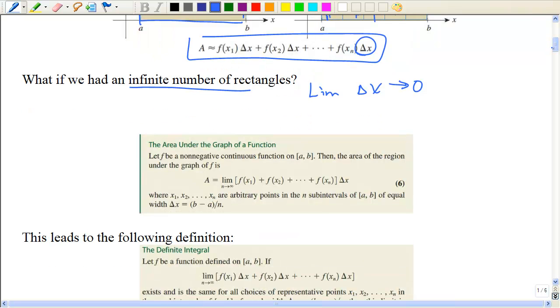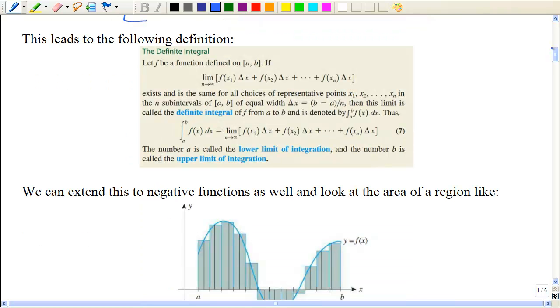And that leads us to this definition that the area of the graph, if it's non-negative, meaning it's above the x-axis, is the limit as n, being the number of rectangles, approaches infinity. And the way that would approach infinity is that delta x would approach 0. That's going to give the area underneath the graph. So again, we have an infinite amount of rectangles. That gives us the definition of the definite integral.